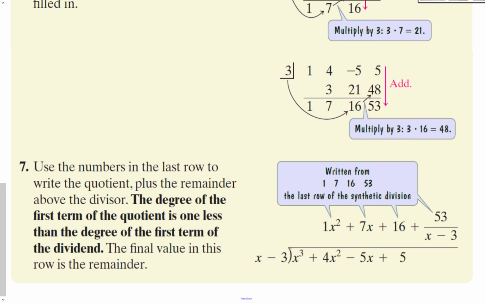The degree of the first term, this is important, that's why it's in bold, the degree of the first term of the quotient is always 1 less than the degree of the first term of the dividend. So we started with x to the third, my answer is going to be x squared because we're dividing out a linear factor. We're dividing out an x minus or plus some number. So when we divide an x to the third by an x, we're going to get an x squared.